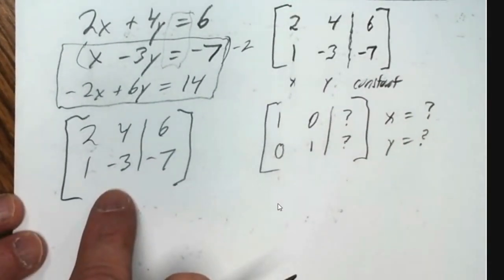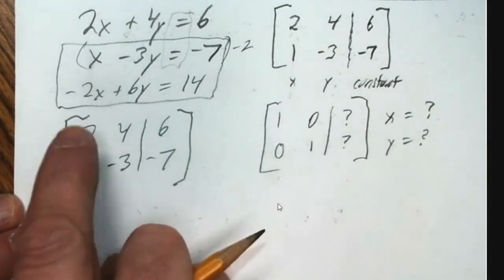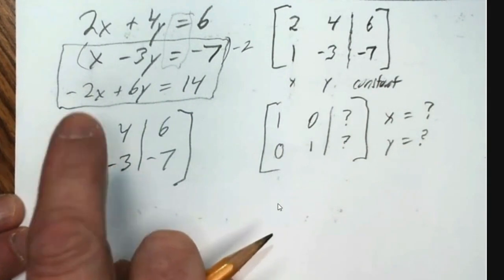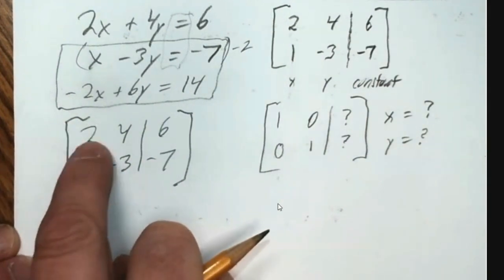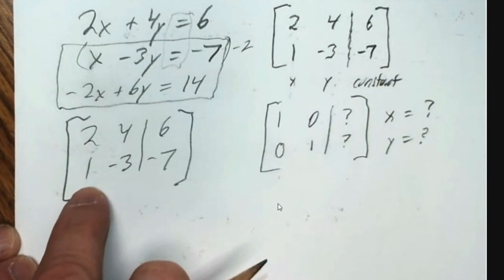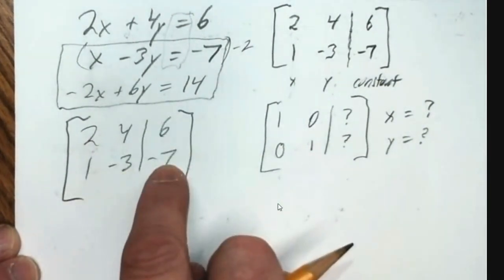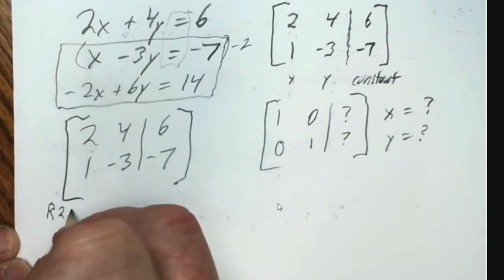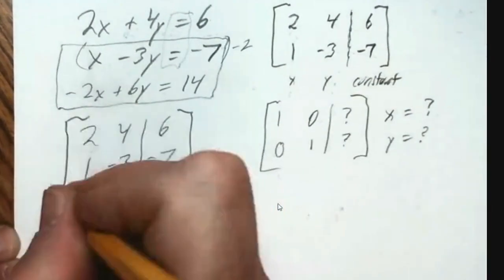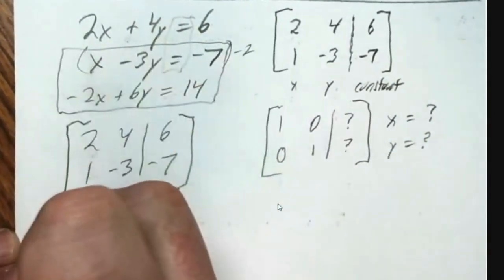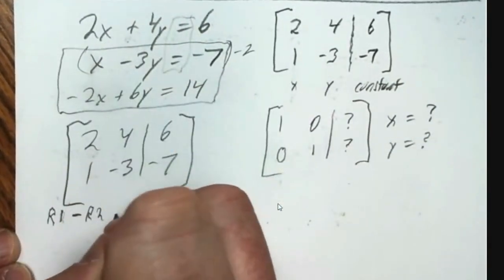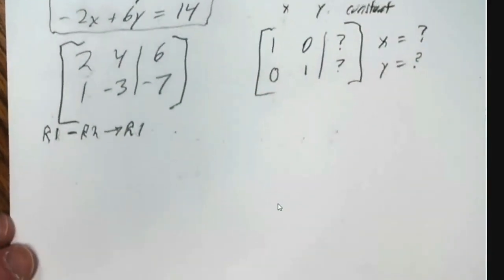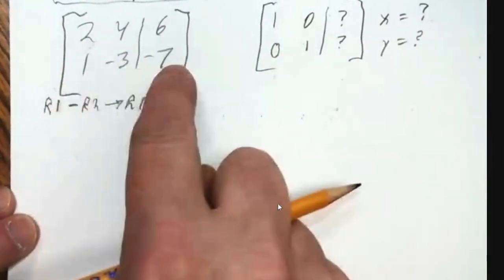All right, well, the first thing I should try to do is to get a 1 right here. One thing I could do to get a 1 right here instead of a 2 is subtract the rows. So I'm going to take row 1 minus row 2, and I'll replace row 1.